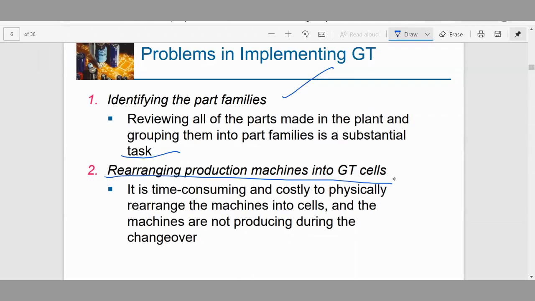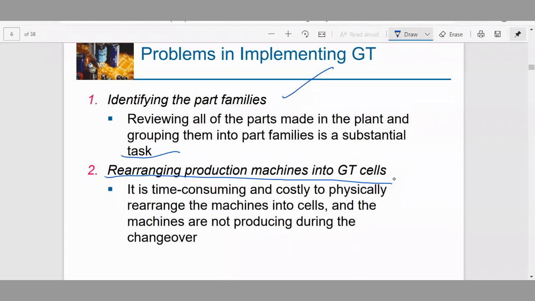Okay? So these two are big tasks, and in real life, under real conditions, these are very difficult tasks, because you need to change the layout of the manufacturing system by arranging the machines into a complete cell, right? For example, if a lathe machine is placed at the start and at the end, then you need to configure them, or you need to bring them into one group. So it is a very problematic task.